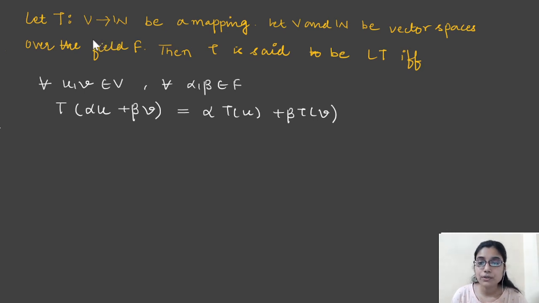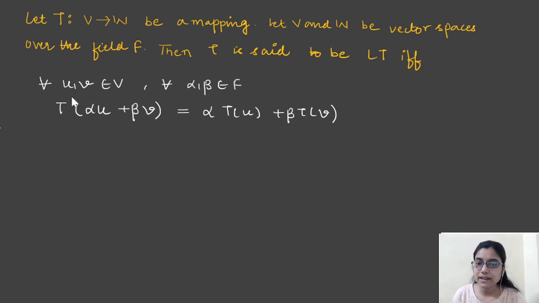I hope now all of you are clear with the definition: a linear transformation is nothing but a mapping from one vector space to another vector space over the same field F, such that for every vector u and v in the vector space V, and for every scalar alpha, beta in field F, T of alpha u plus beta v equals alpha times T of u plus beta times T of v. Any mapping which satisfies this condition for every vector u, v in V and scalar alpha, beta in F becomes a linear transformation.